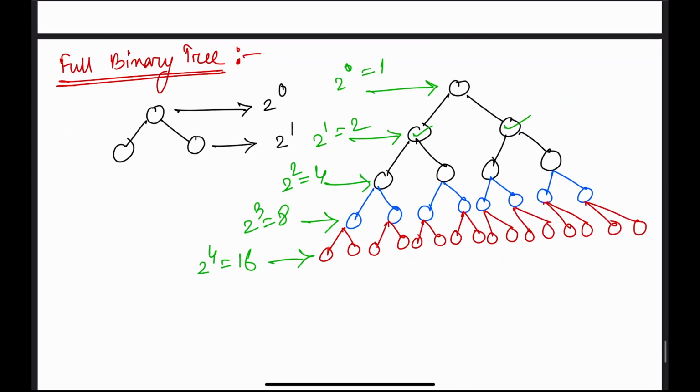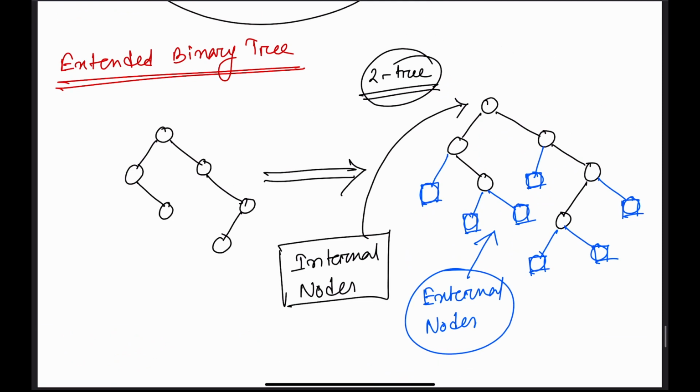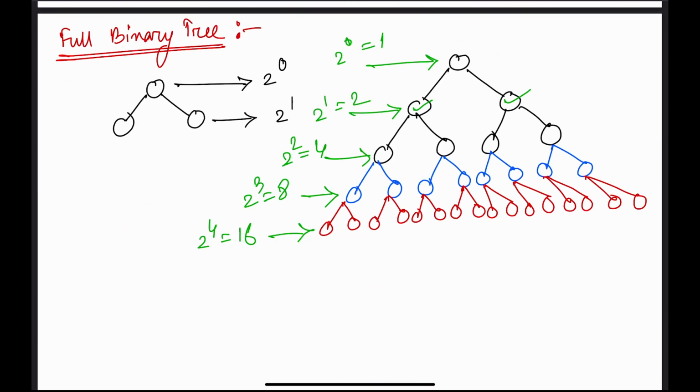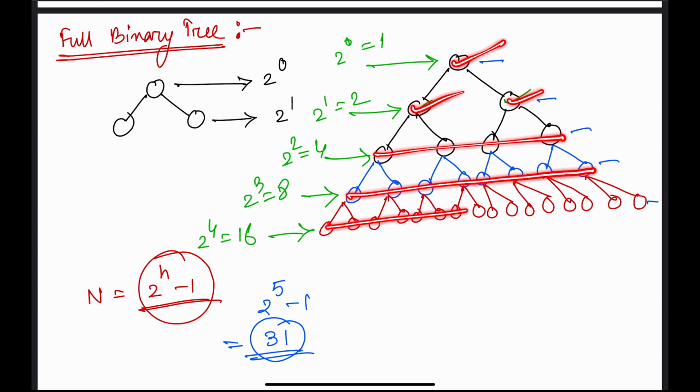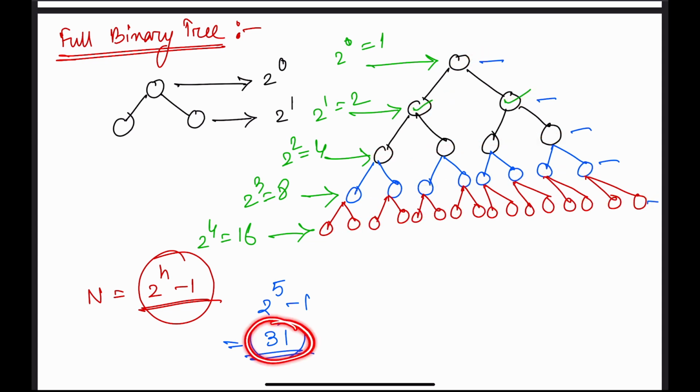So this is all about a full binary tree and extended binary tree. By the way, the total number of nodes in a full binary tree is 2 to the power h minus 1. Now what would be the value of h here? 1, 2, 3, 4, 5. That means 2 to the power 5 minus 1, which is equal to 31. Let's count. 1, 2, 3, 7. 7 plus 8, 15. 15 plus 16 is 31. So obviously 31 is the answer.